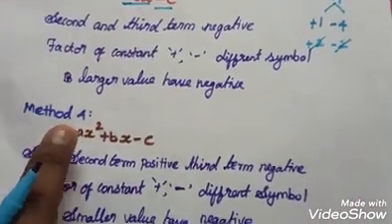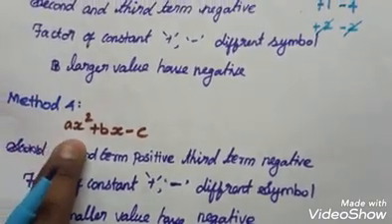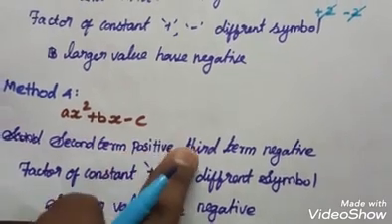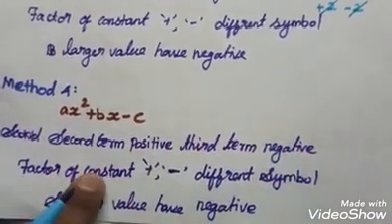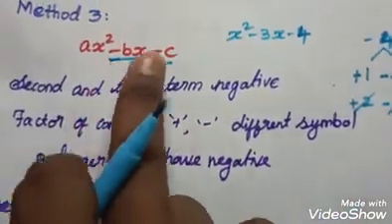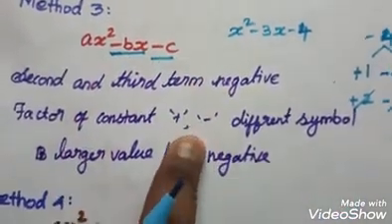Now the last method, method number 4: ax square plus bx minus c. The second term is positive, the third term is negative. The factors of the constant are also of different symbols. Here you have to see the second and third terms, both negative, which means different symbols.